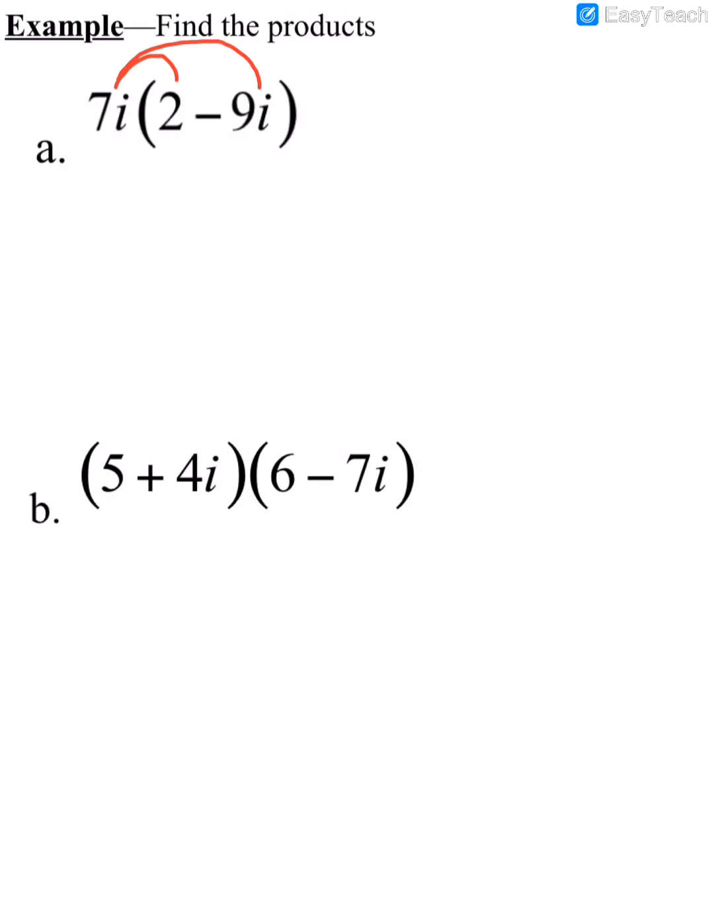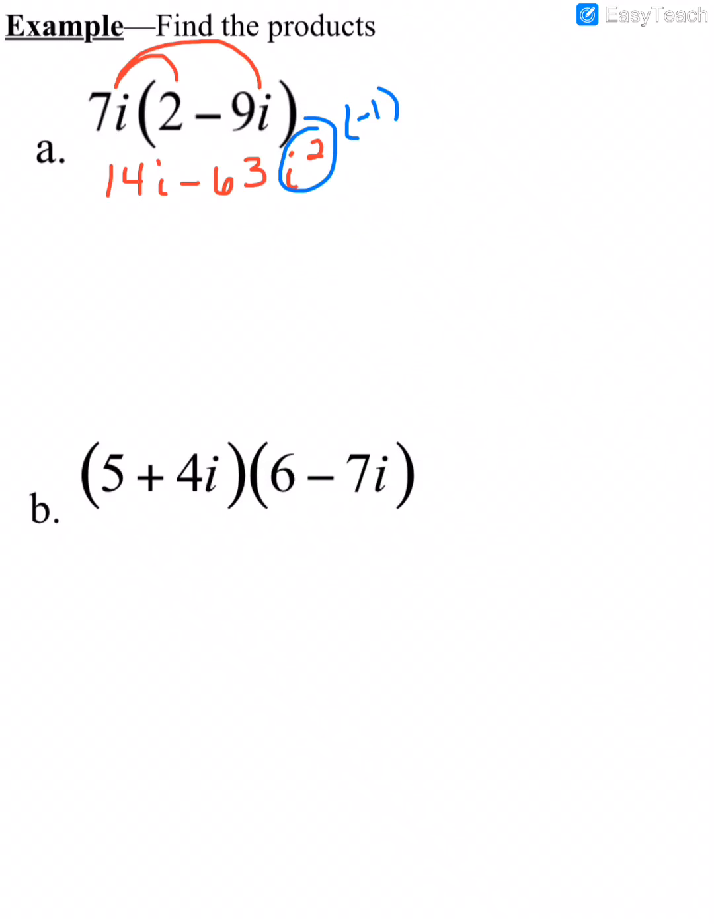And we multiply just like we would if those were any other variables besides i. Alright, so 7i times 2 would give me 14i. Then when I multiply 7i times negative 9i, I get a negative 63, and i times i would be i squared. Okay, here's where things get a little different than they would with a polynomial. Remember, we defined i squared to be negative 1. So this is the same thing as negative 1.